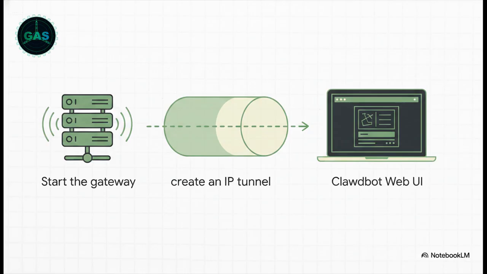Then you create an IP tunnel. This lets you take your server's IP address, pop it into your standard web browser, and suddenly, you're looking at the Clawdbot web UI dashboard. You literally have a visual web app running live straight from your secure server.